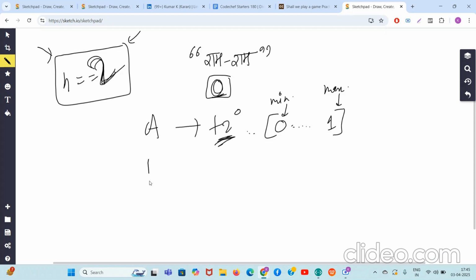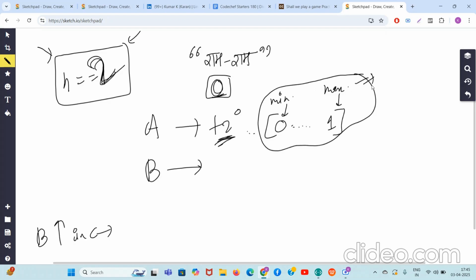Now you only think what should Bob do? Bob wants to increase the difference. This range, can you see? Bob wants to increase it. This min max range, Bob wants to increase it. So what can Bob do?